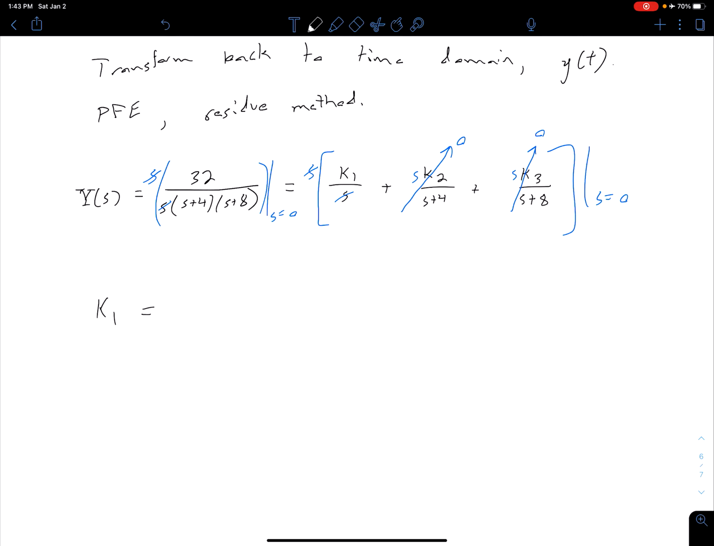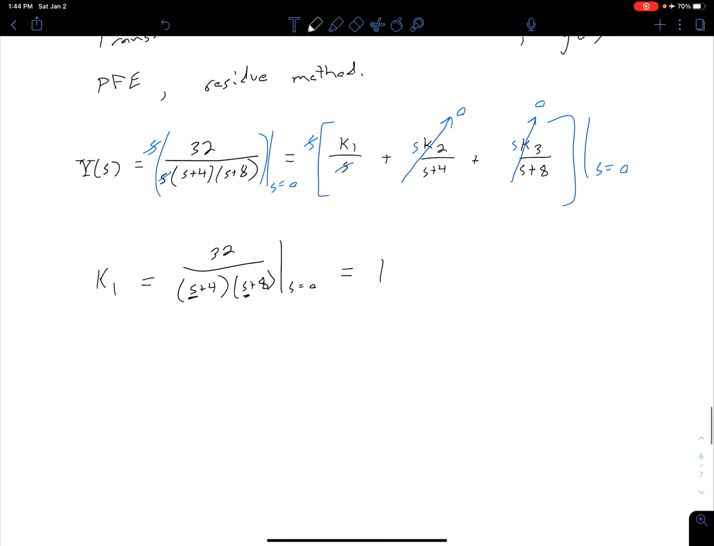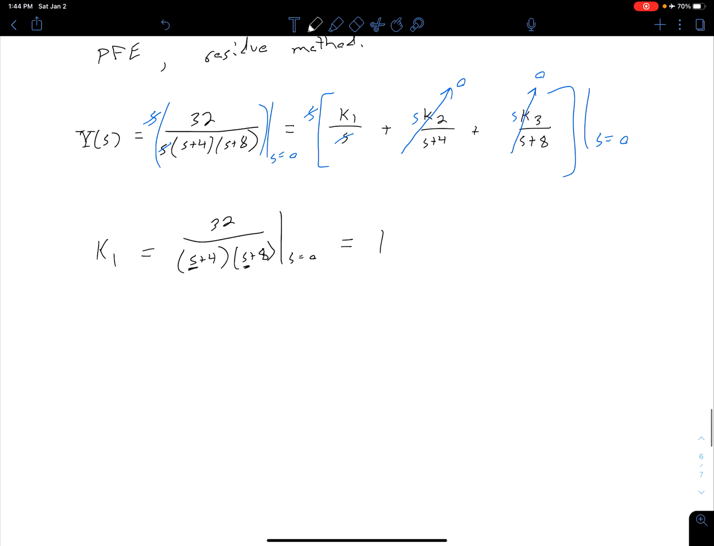K1 is the only thing on the right side, so that has to be equal to 32 divided by s plus 4 times s plus 8, evaluated at s equals 0. And so if you plug in s equals 0 here and here, of course we have 4 times 8, which is 32. So we just have that k1 is equal to 1. Similar idea with k2 and k3.